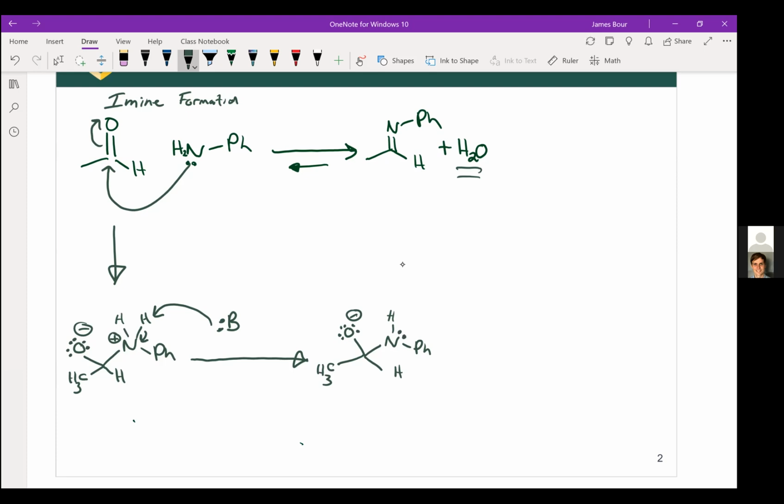This also generates an equivalent of the protonated general base, which I'll draw as this here. In the next step, our oxygen anion deprotonates this to afford what is called a hemiaminal. You may note as I work through this that this mechanism is very similar to acetal formation.